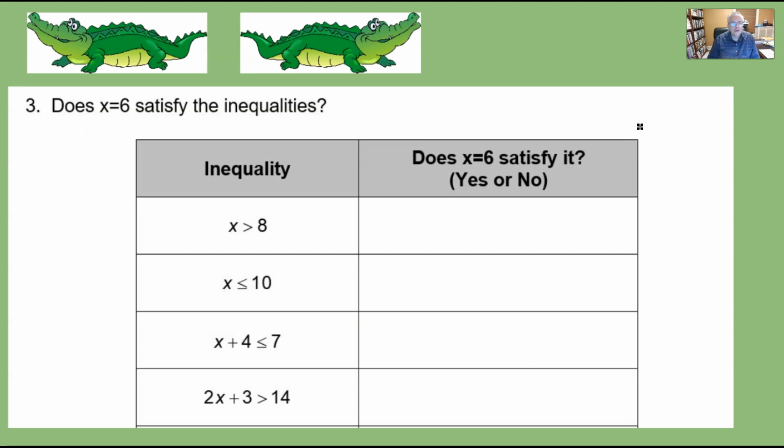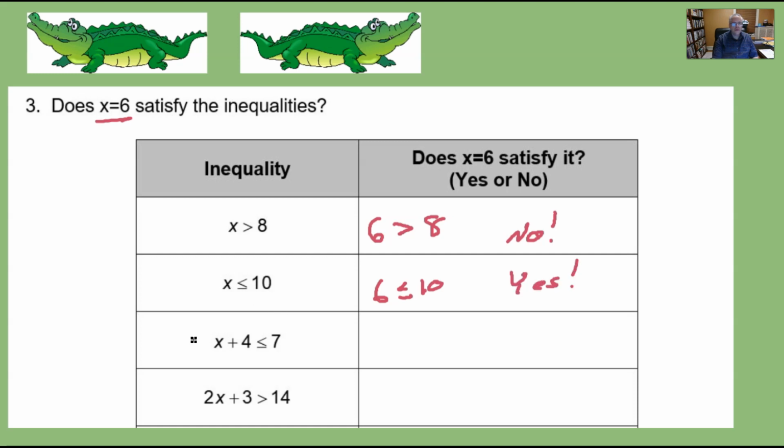All right. Sometimes we're going to be asked to put a number into an expression for a variable and see if it's true. So does x equal 6 satisfy the inequalities? It means put 6 in for x and see if what we get is true. So if we do that, we get 6 is greater than 8. No, that's not true. All right. Let's put in 6 into this one. We get 6 is less than or equal to 10. Yeah, that's true.